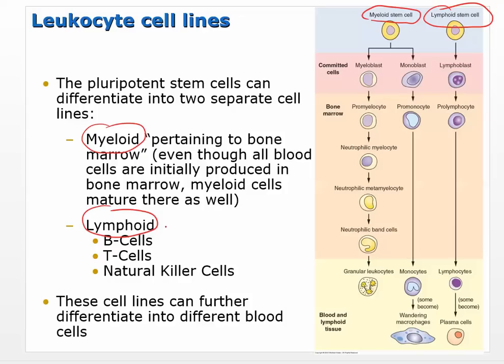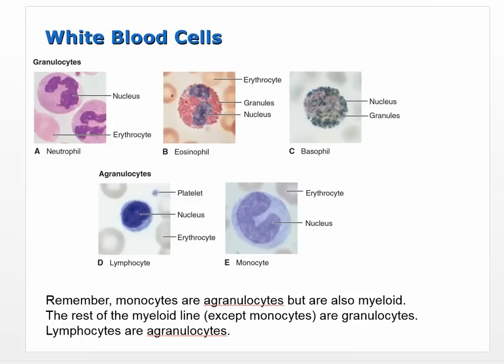Okay, so the lymphoid include the B cells, T cells, and natural killer cells. Okay, and then these cell lines can further differentiate into the actual blood cells like the eosinophils and the neutrophils and things like that. Okay, so this is just images of these.